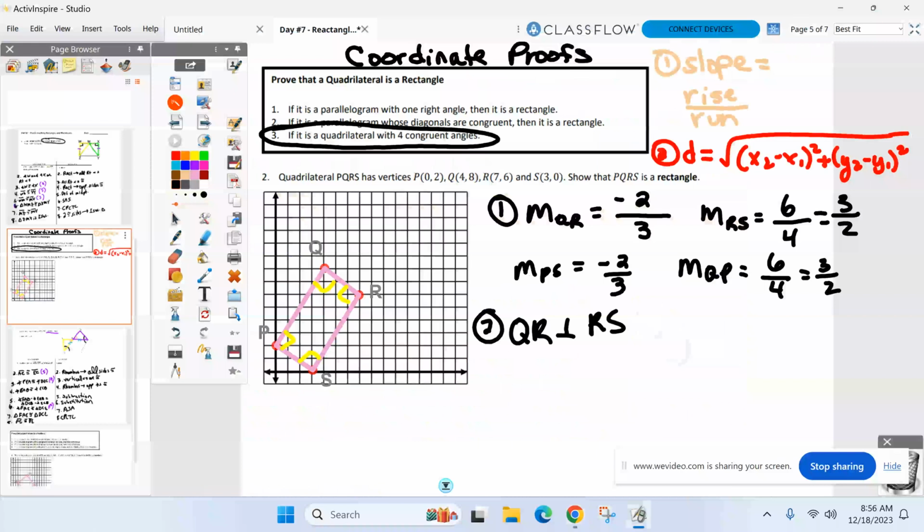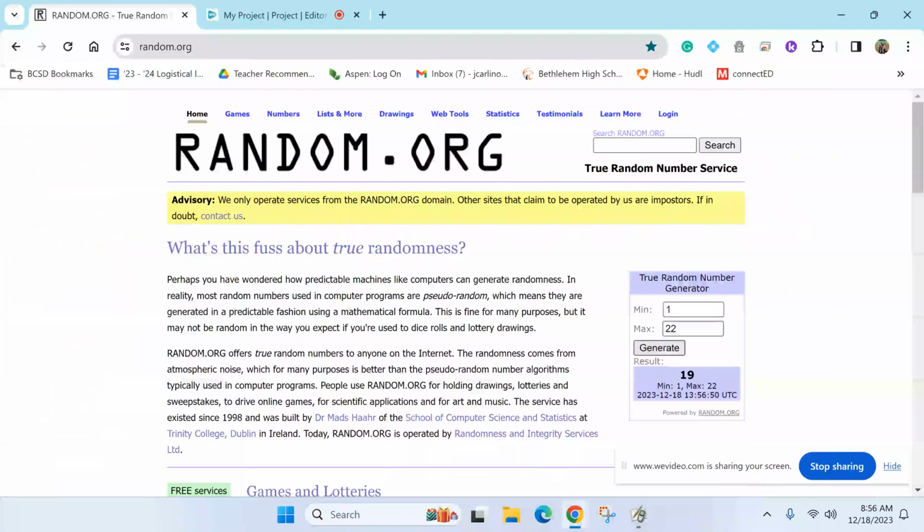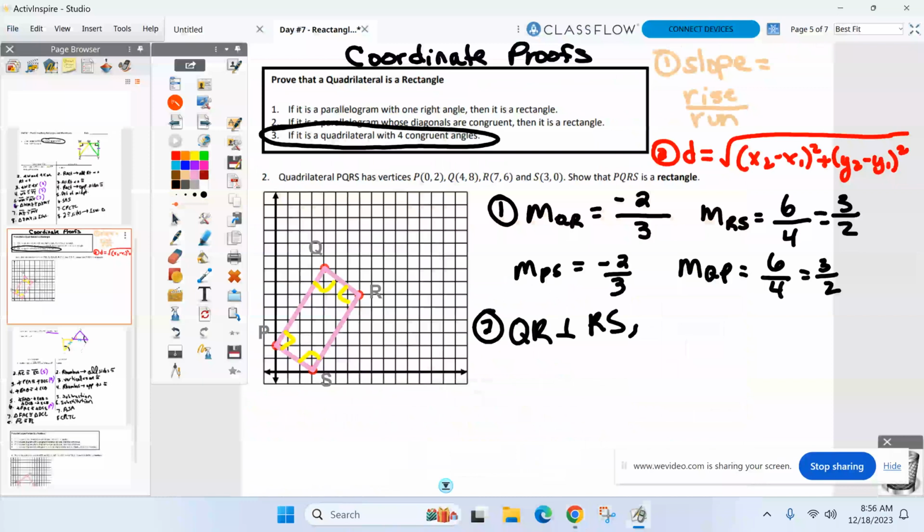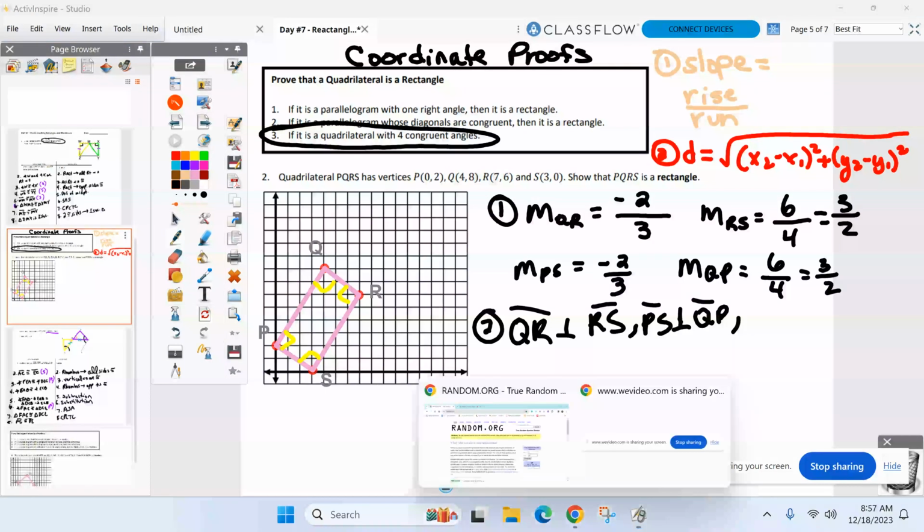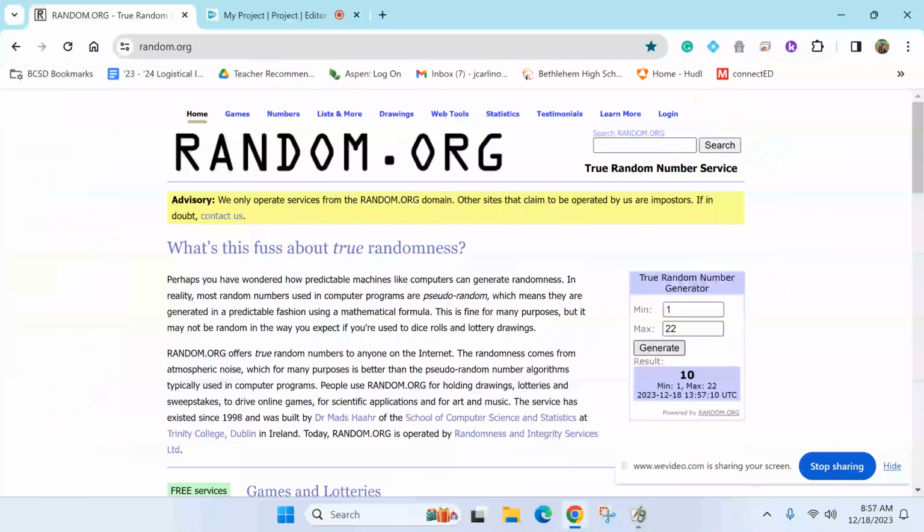You write everything. Those aren't the only two that are perpendicular. Name another pair that have to be perpendicular because their slopes are negative reciprocals up here. Give me another pair. Cormac. PS and QP. Yep. PS, QP are perpendicular. Oh, there's more up here. There's more negative reciprocals up here I haven't put together. Come on, keep going. I need them all. Give me another pair here.